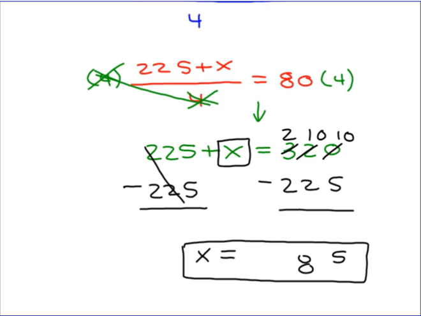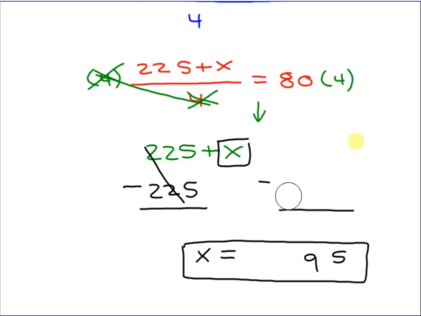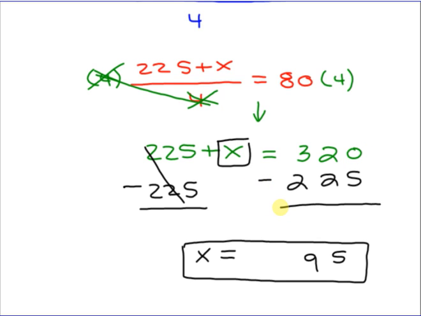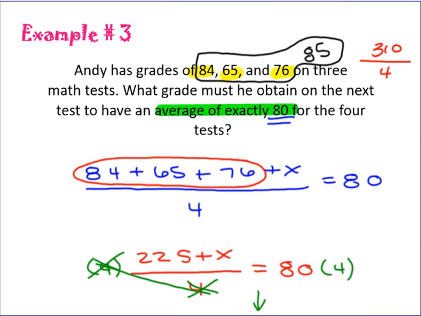Oh, it's because I did not borrow correctly. So this is 95. I am so sorry. I did not do my math correctly. Let's try that again. See, it is always important to check your work. That is a perfect example why we should always check our work.